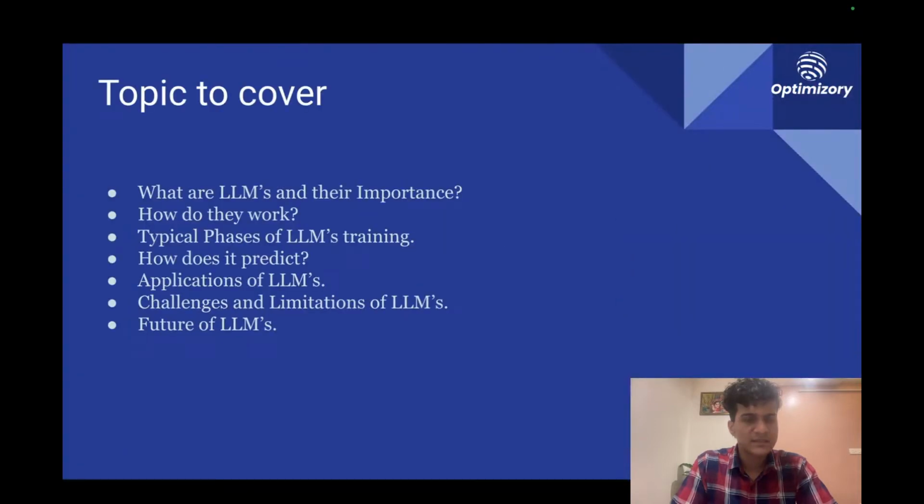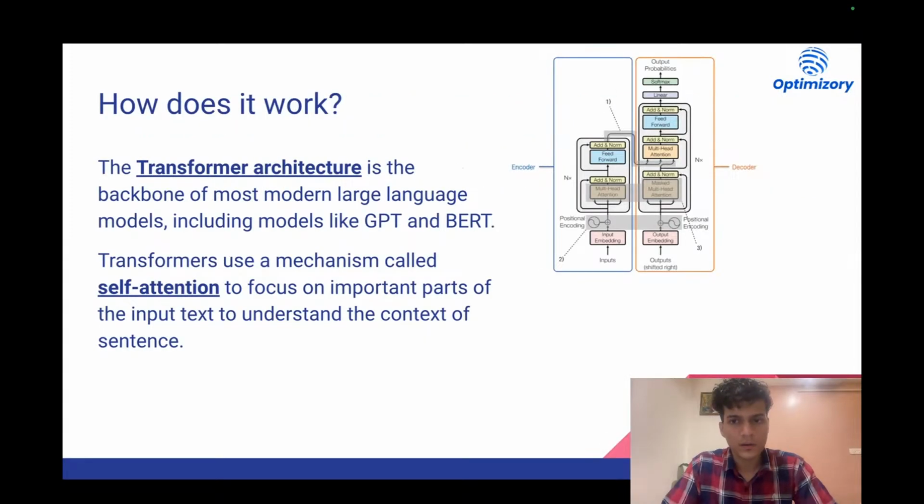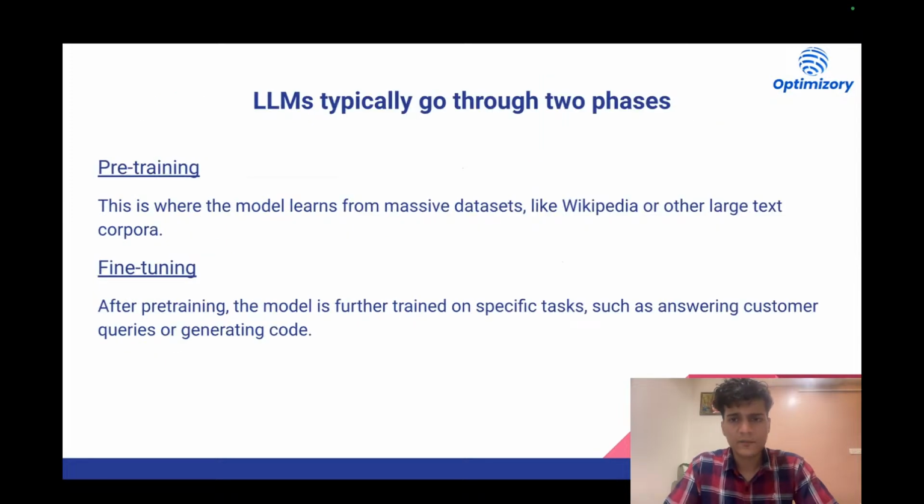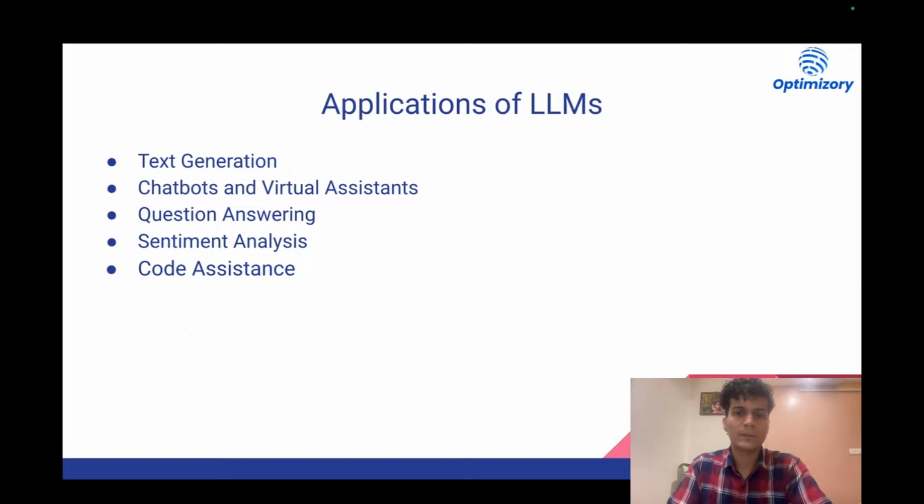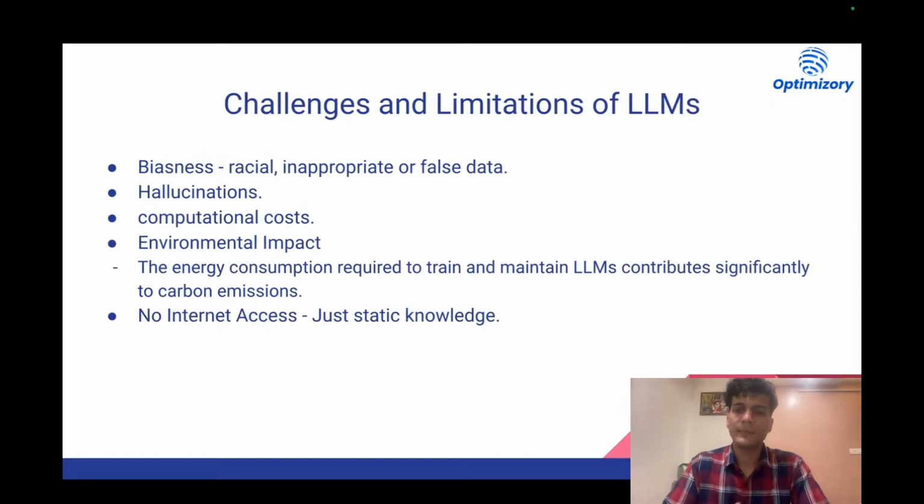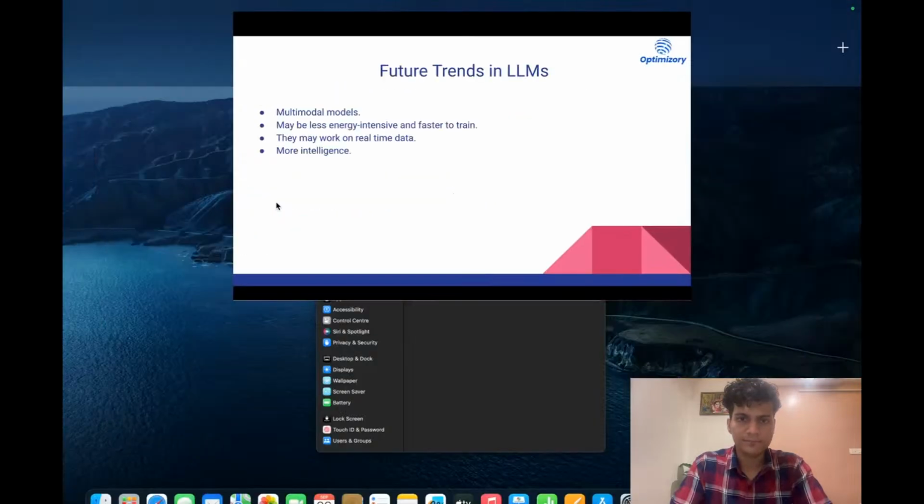So far we discussed what is LLM, why they are so important, how they work, and what is the transformer architecture which is backing this LLM. Then we discussed the typical phases of LLM, that is pre-training and fine-tuning. How we create a base model in pre-training, and then do fine-tuning of the pre-trained model, and how the prediction process happens inside this transformer architecture. Then we discussed a few applications, some challenges and limitations of LLMs, and then future trends in LLMs. Now let's see a small project which I created in LLM.